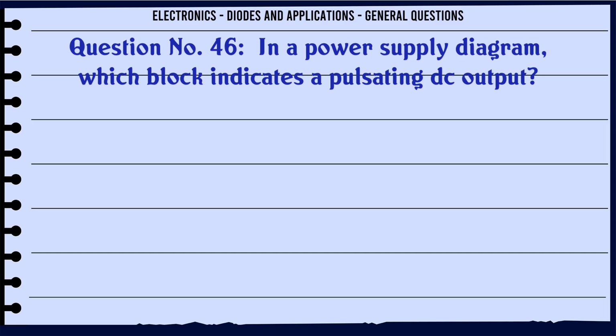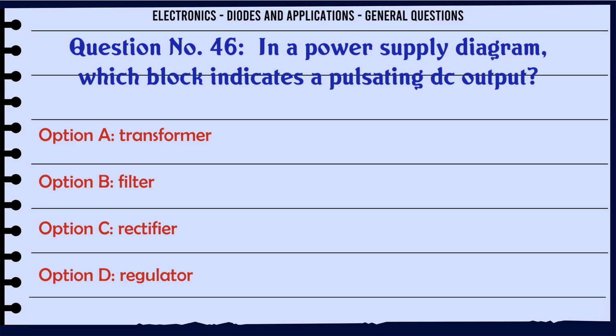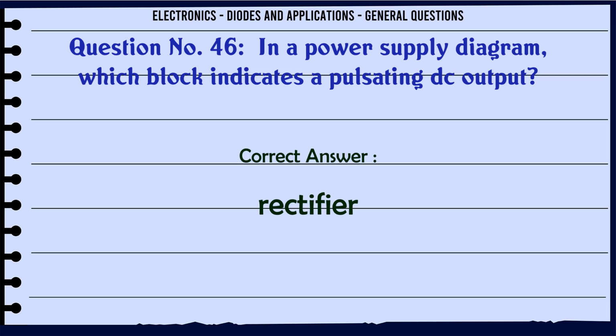In a power supply diagram, which block indicates a pulsating DC output? A. Transformer. B. Filter. C. Rectifier. D. Regulator. The correct answer is rectifier.